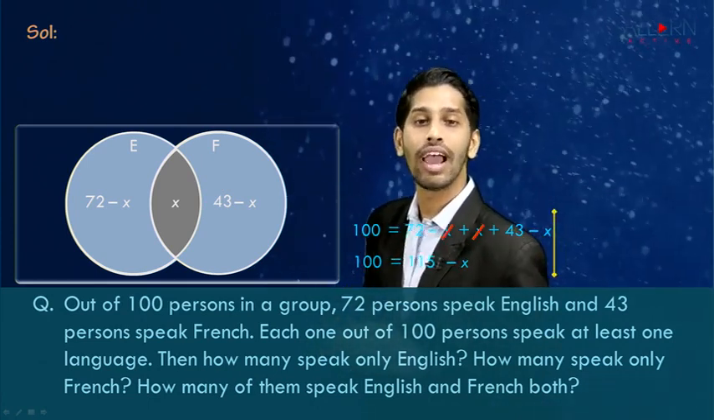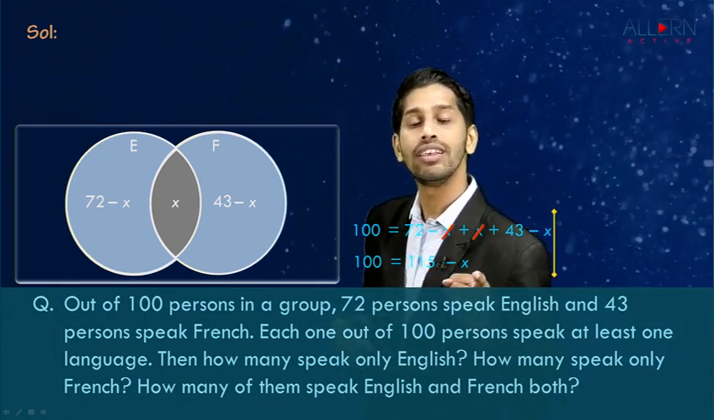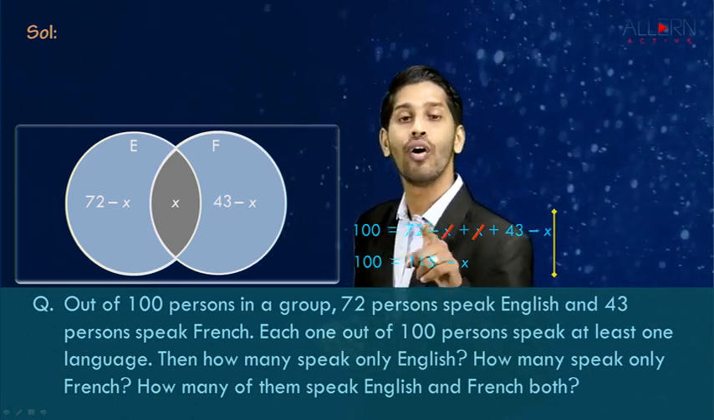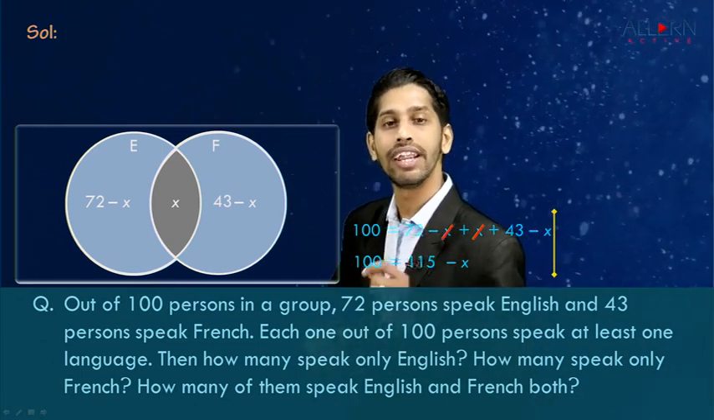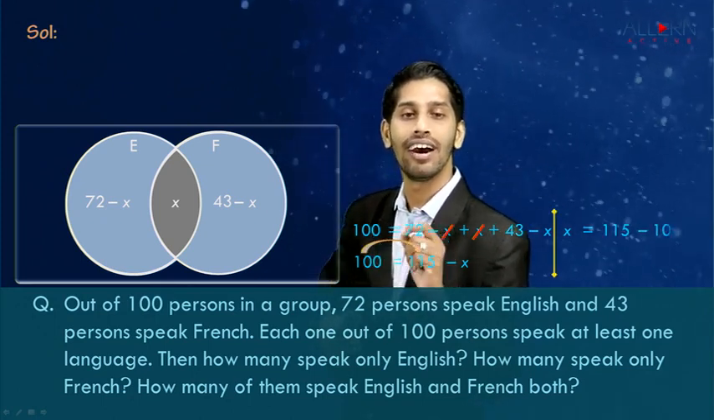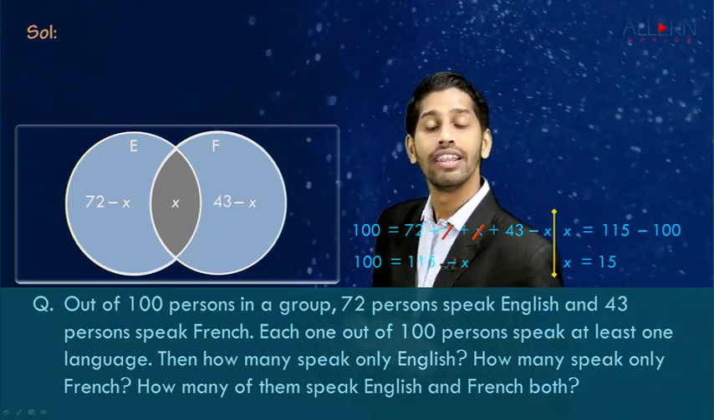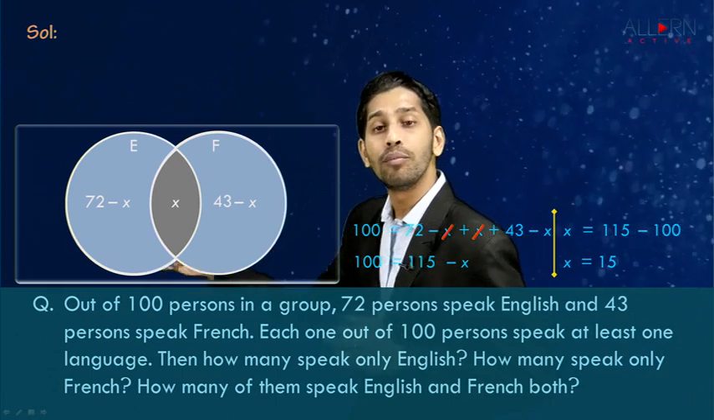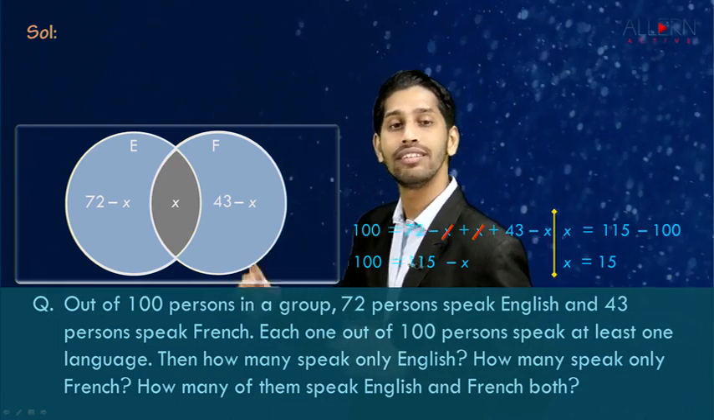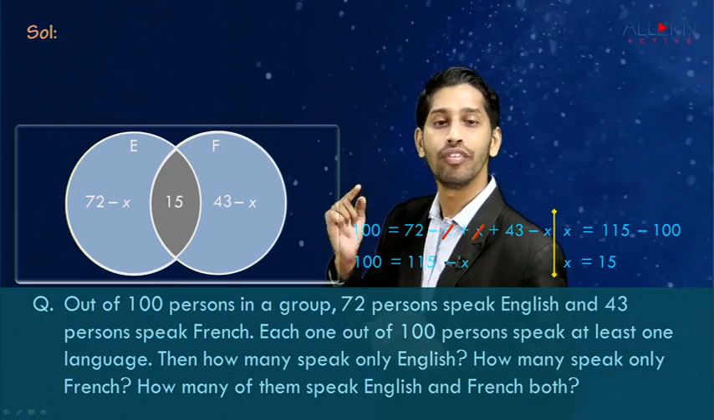In order to get value of x, it should be positive. Since it is negative, we'll shift this x on other side, it will become positive, and we'll shift this 100 on other side, it will become negative. So x is equal to 115 minus 100. 115 minus 100 gives us 15. That means value of the common portion is 15. That means number of person who speak English and French is 15. So in this Venn diagram, in place of x, we'll replace it with 15.